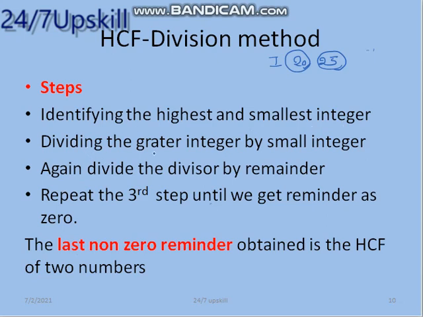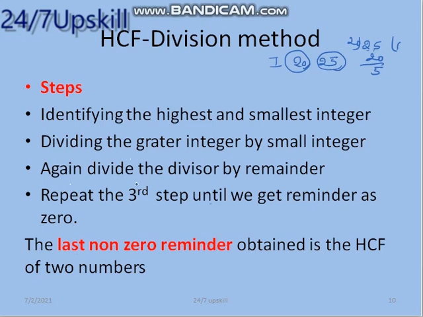Second step is dividing the largest number, that is the greater integer, by the smaller integer. In this present example, 25 is the largest and 20 is the smallest. So we will divide 25 by 20. 20 ones are 20, we will get 5 as a remainder. So this comes to step 2.